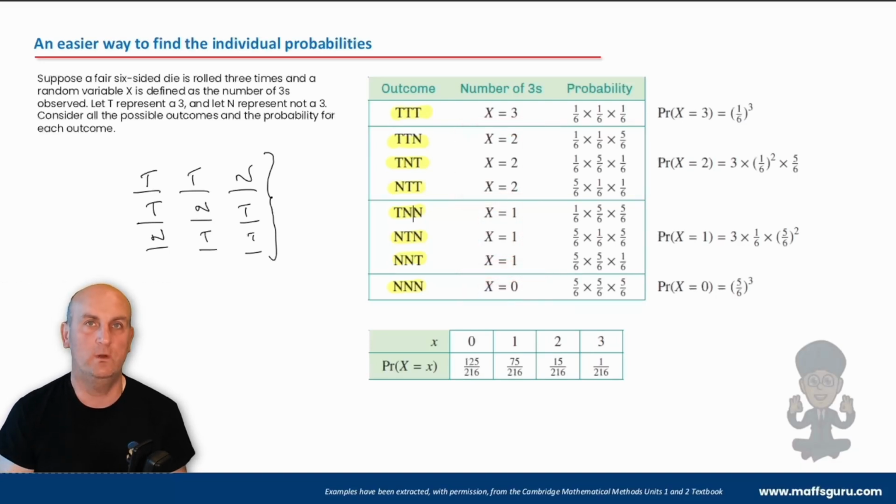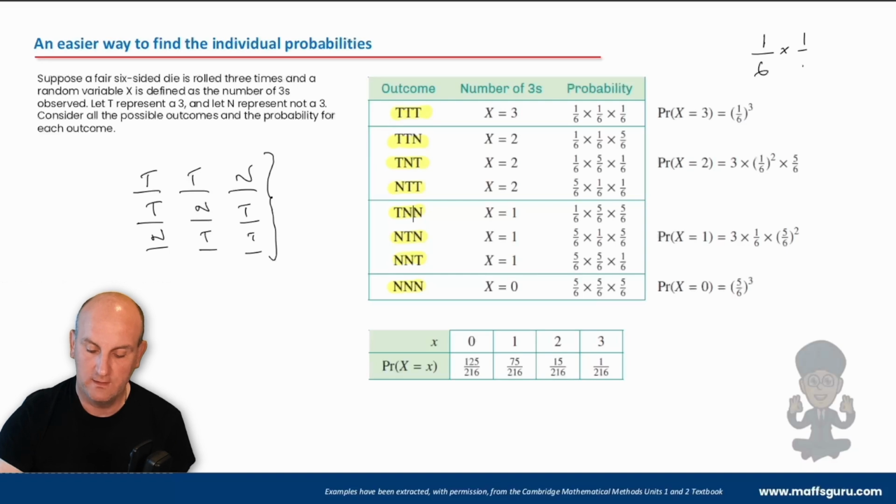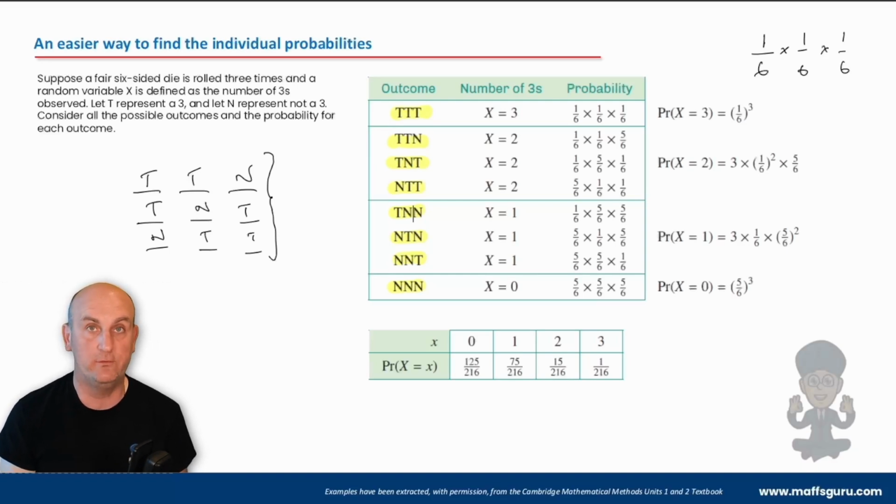Now, how do we go about working out all of those individual probabilities? When they're all 3s, it's nice and easy, because we know the probability of getting a 3 is 1/6. So a 3 followed by a 3 followed by a 3. There is only one way to get those 3 3s. So 1/6 times 1/6 times 1/6 gives me whatever it gives me. We'll come to that in a moment.